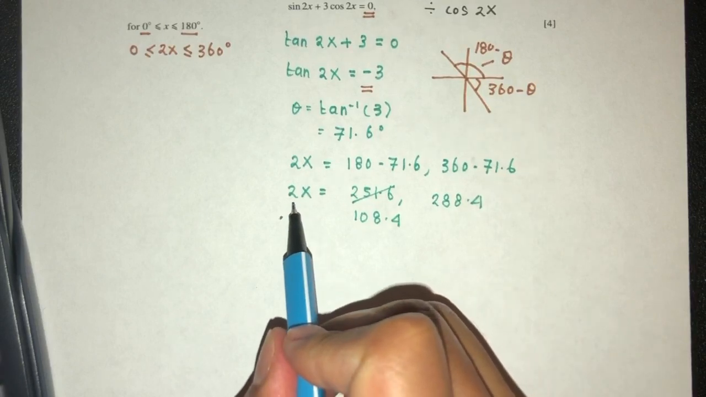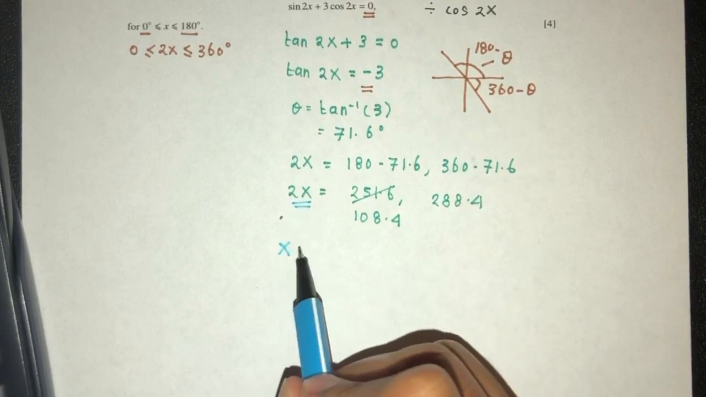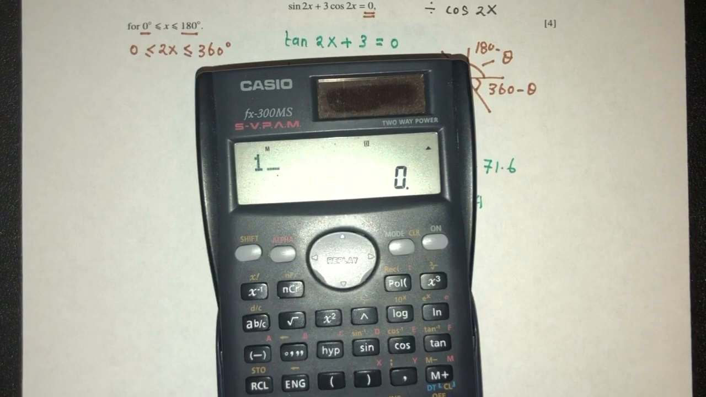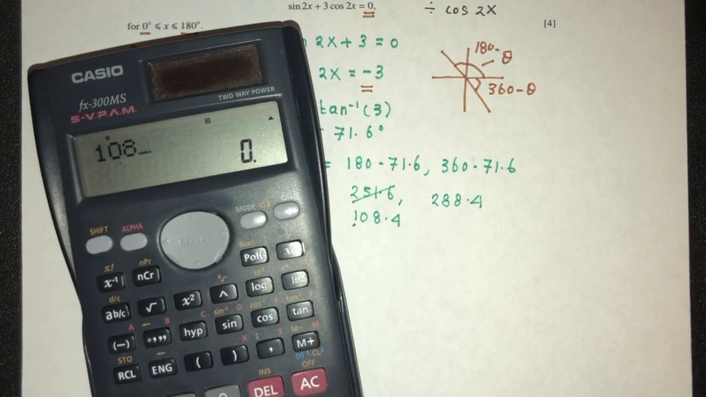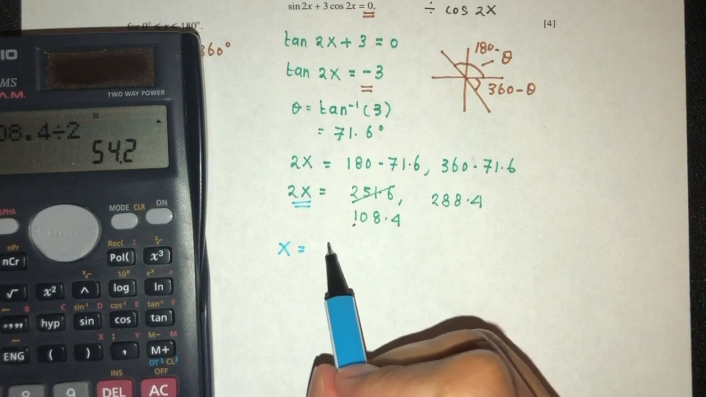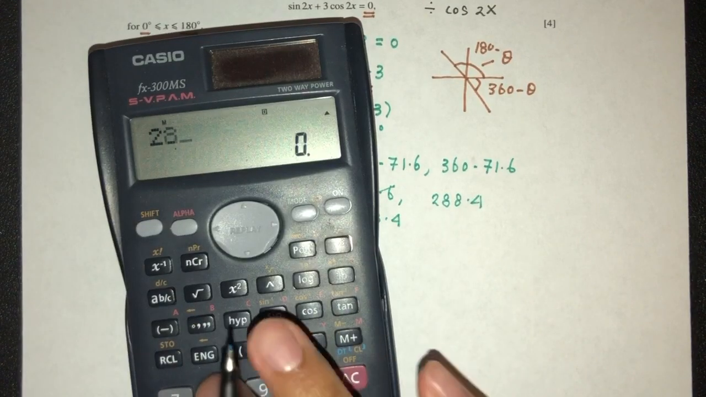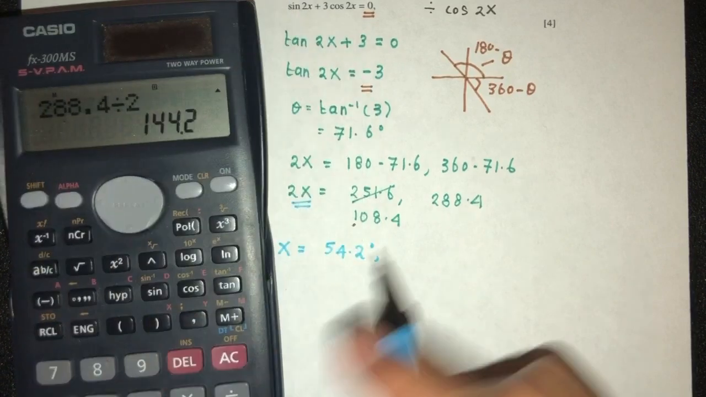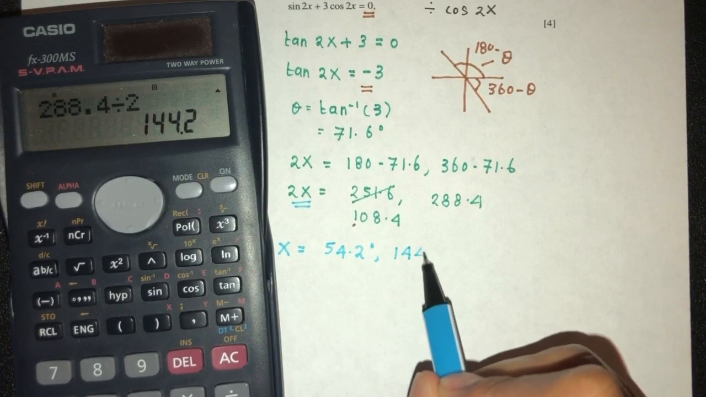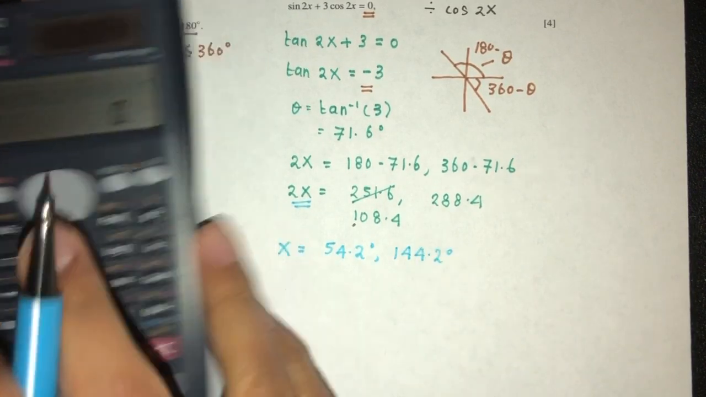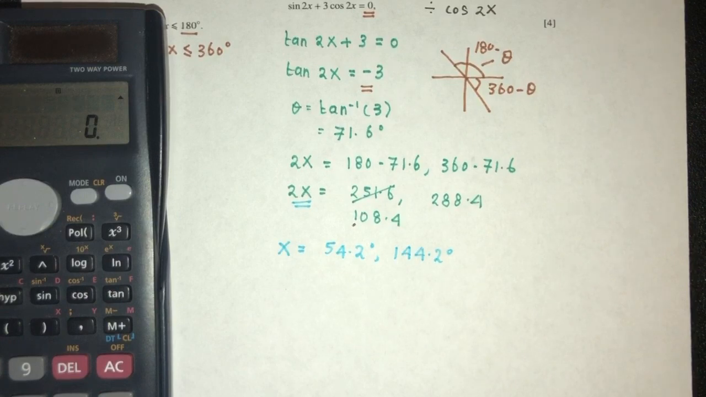Now x is equal to what? Divide by 2. So 108.4 divided by 2, that should be 54.2. And then 288.4 divided by 2, that is 144.2. Now, if you want to, we can check if we have any other values.